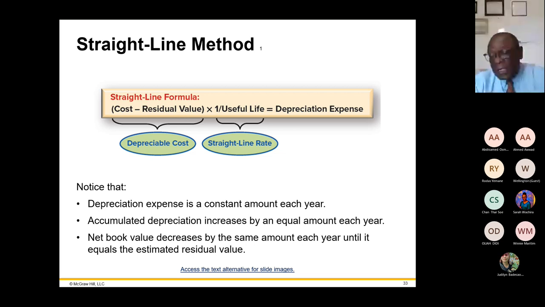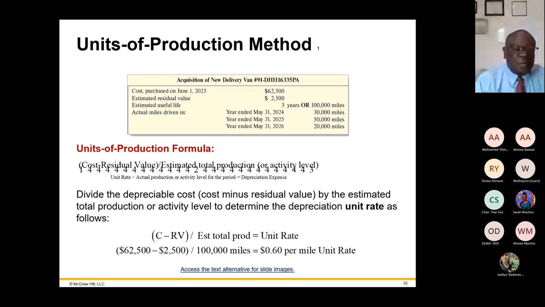So that is for straight line. You can read other examples and then you get it. We have already used a simpler example. Then we look at unit of production. Unit of production is here.